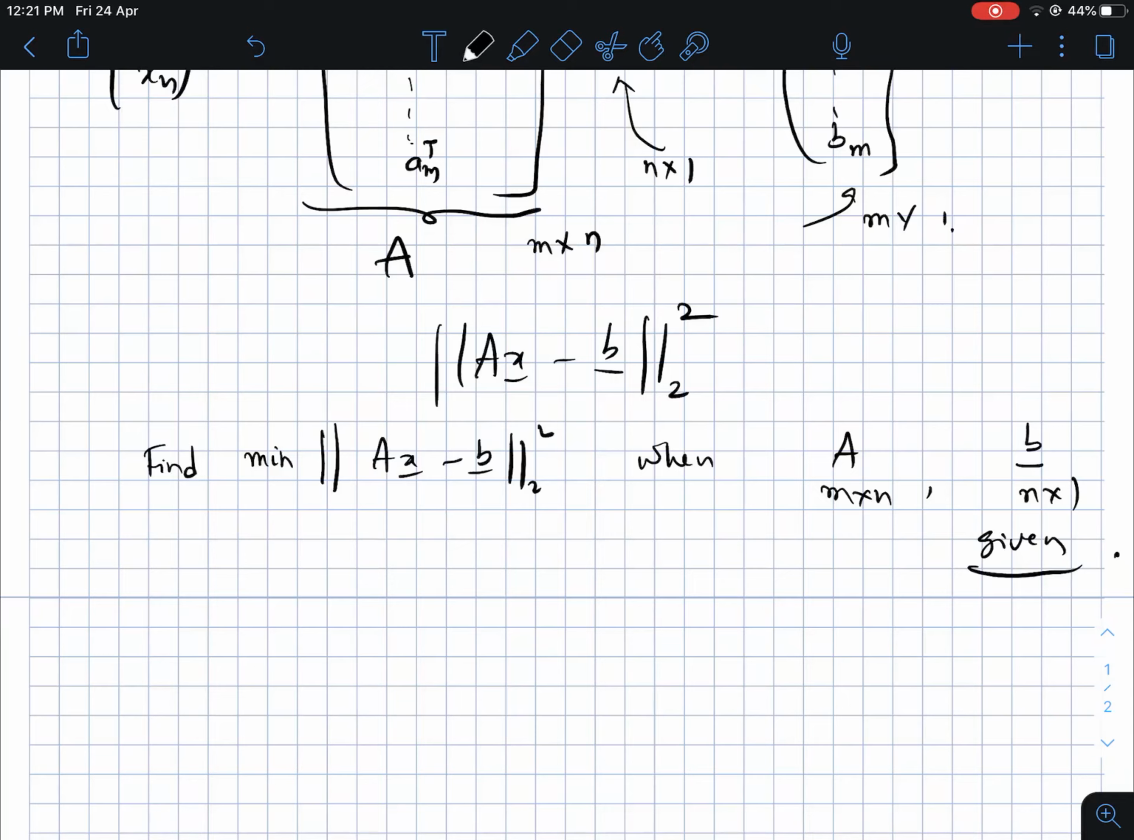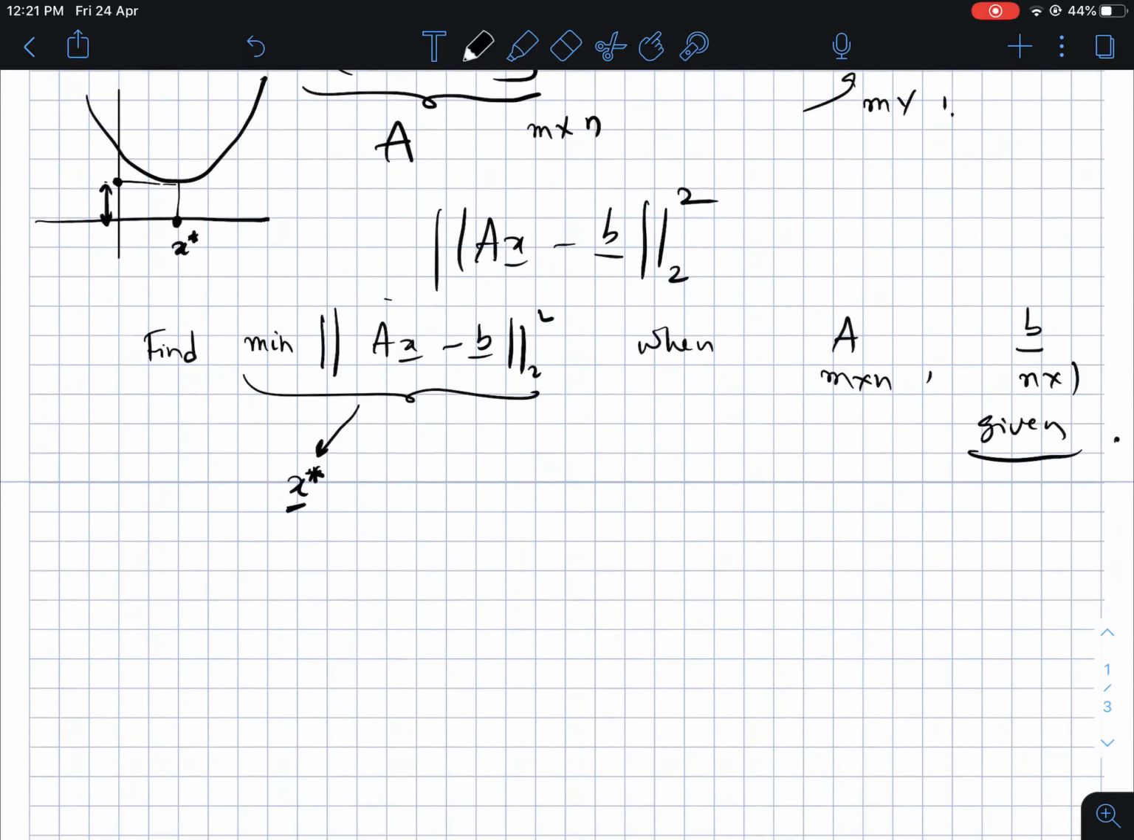Usually when people ask you to solve such a problem, they don't just want you to find the minimum value. They usually also want you to find the minimizer, meaning the value of the variable vector x that actually achieves this minimum. So you usually want to find both. Just like in a single variable case, let's say you are trying to minimize some function like this. You want to find the minimum value, given by the y coordinate here, but you also want to find the corresponding variable x star that achieves that minimum value. That's what we're going to try to do in this lecture.